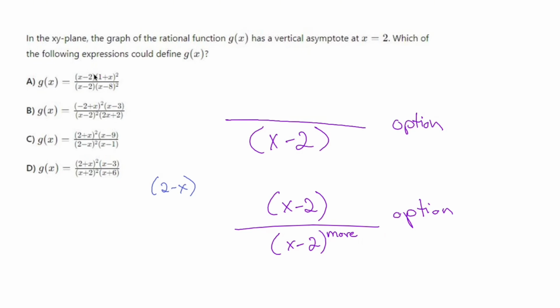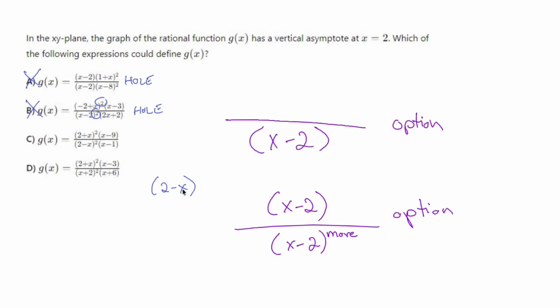You have an x minus 2 upstairs and an x minus 2 downstairs. That's a hole because they're the same exact thing. A is not going to be an option. Now this one is basically x minus 2, just written backwards, but there's 2 of you up here and 2 of you down here. That is also a hole because it's the same exact amount, so you're not going to work.